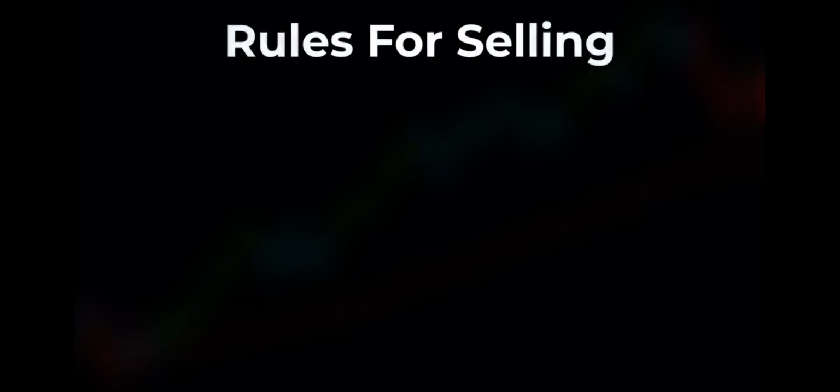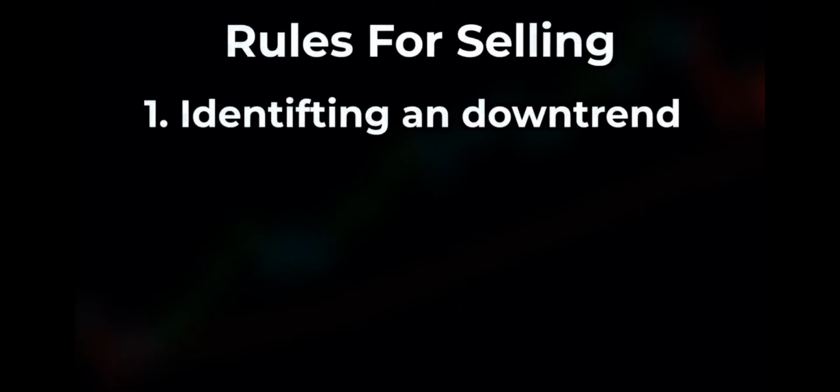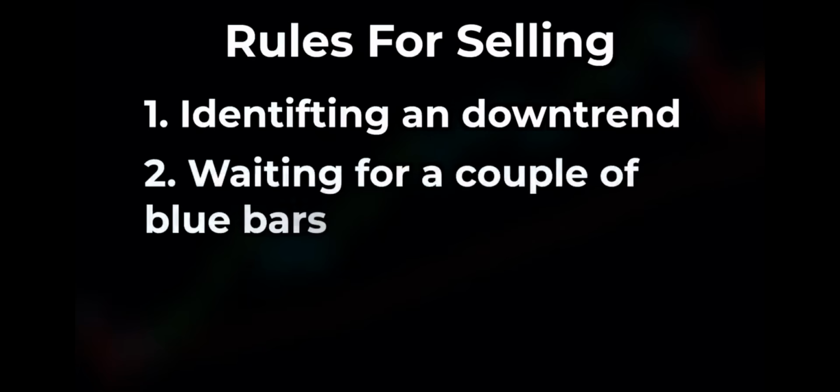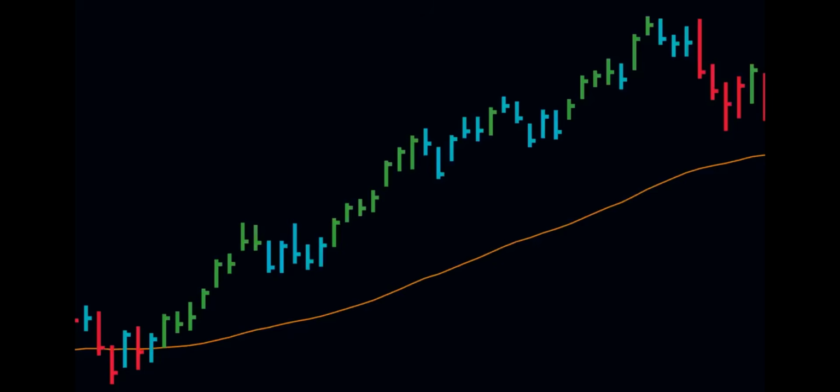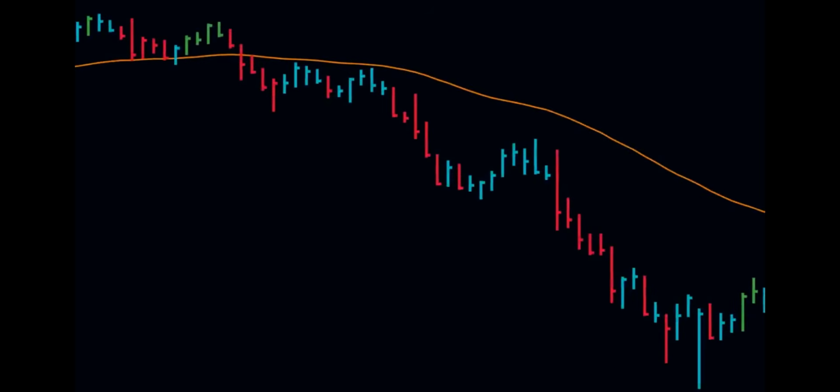Now let's look at the rules of selling. Number 1, identify a downtrend. Number 2, wait for a couple of blue bars. Number 3, enter at a red bar. Let's look at an example to understand it.